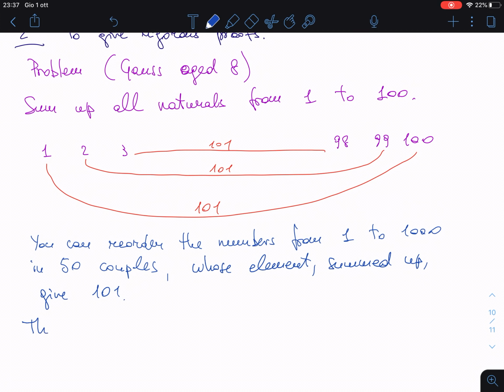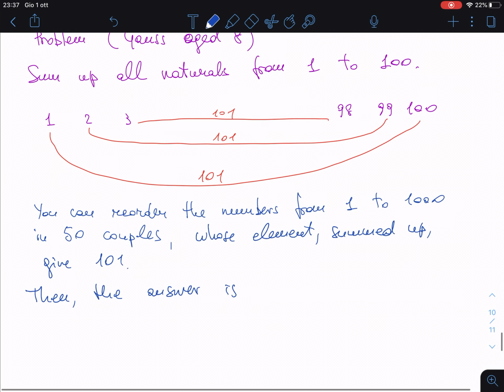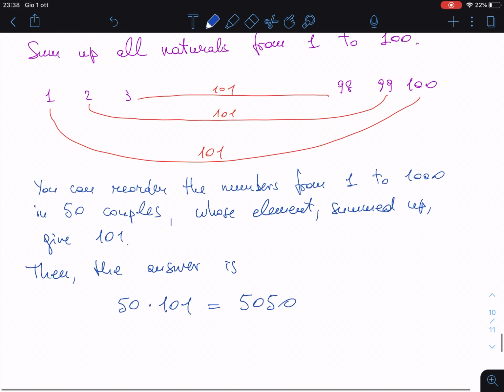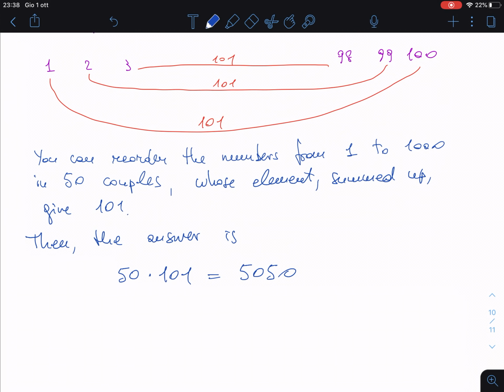Then the answer to the exercise is 50 times 101, and this is 5050. And this is the correct answer. Okay? And this is what Gauss told the teacher. The teacher apparently was not happy, but in reality he really appreciated Gauss.